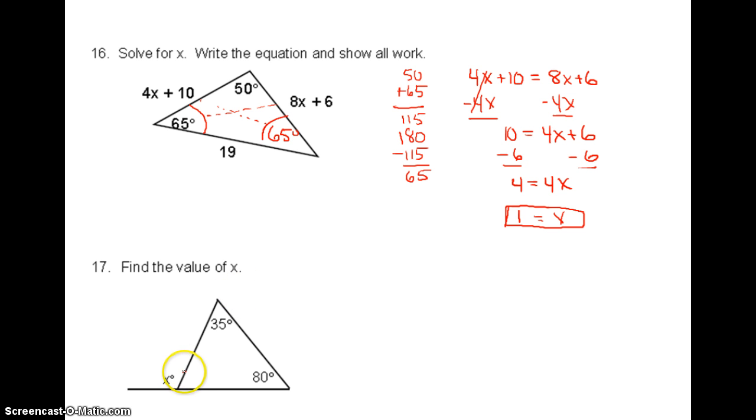17. Find the value of x. Okay, now if you'll recall, this is known as an exterior angle. It's equal to the sum of the two remote interior angles. So to find x, all I have to do is add them together. So 35 plus 80 is 115. So x equals 115.